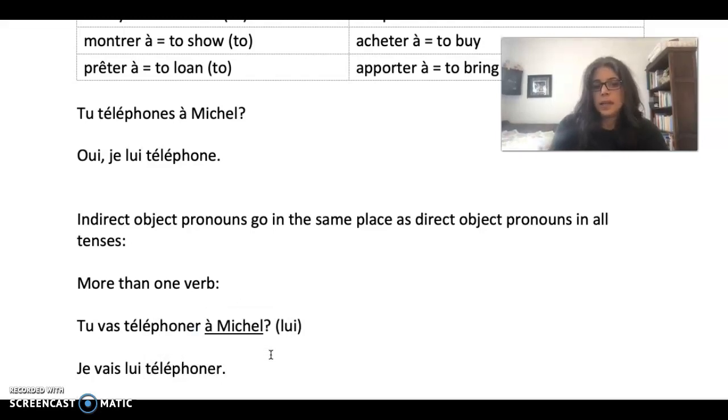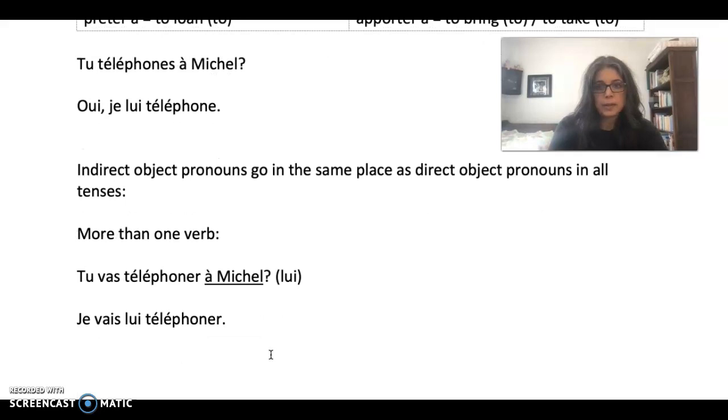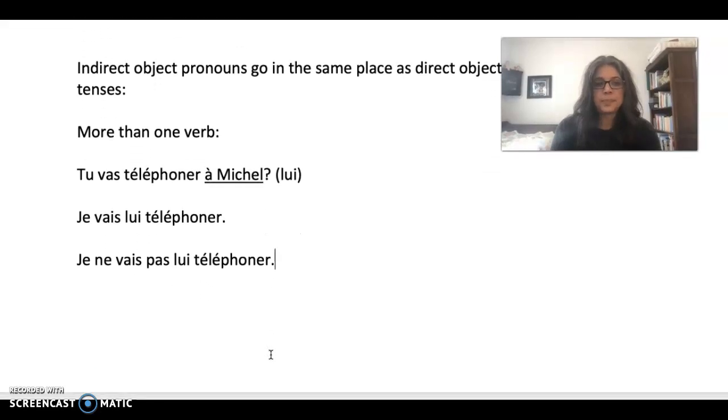And if you want to make that negative, the ne pas is going to go around the first verb. And so again, I kind of chop it up in my mind. I'm not going to call him. Je ne vais pas lui téléphoner. So that's if you have more than one verb.